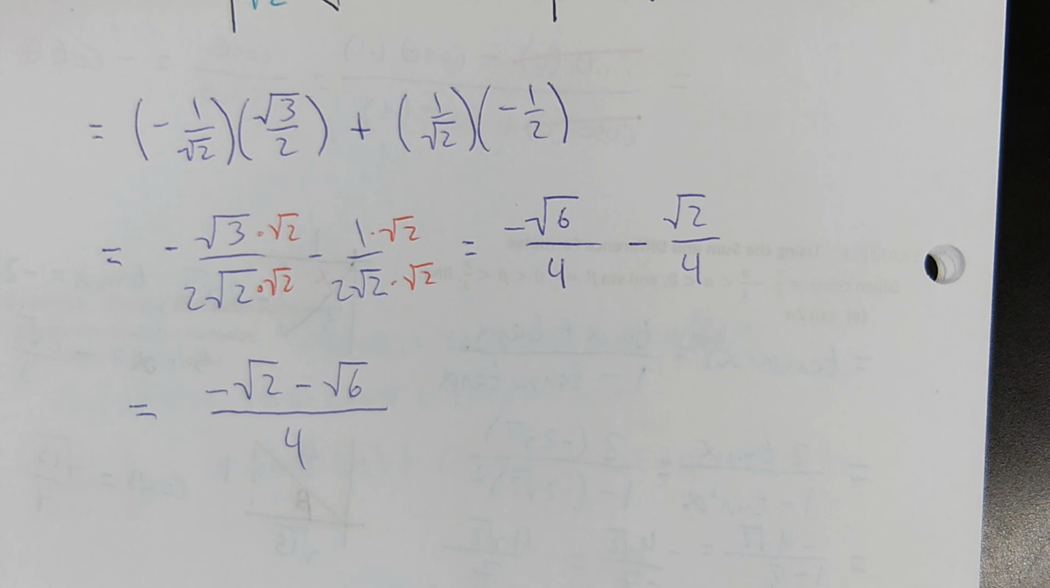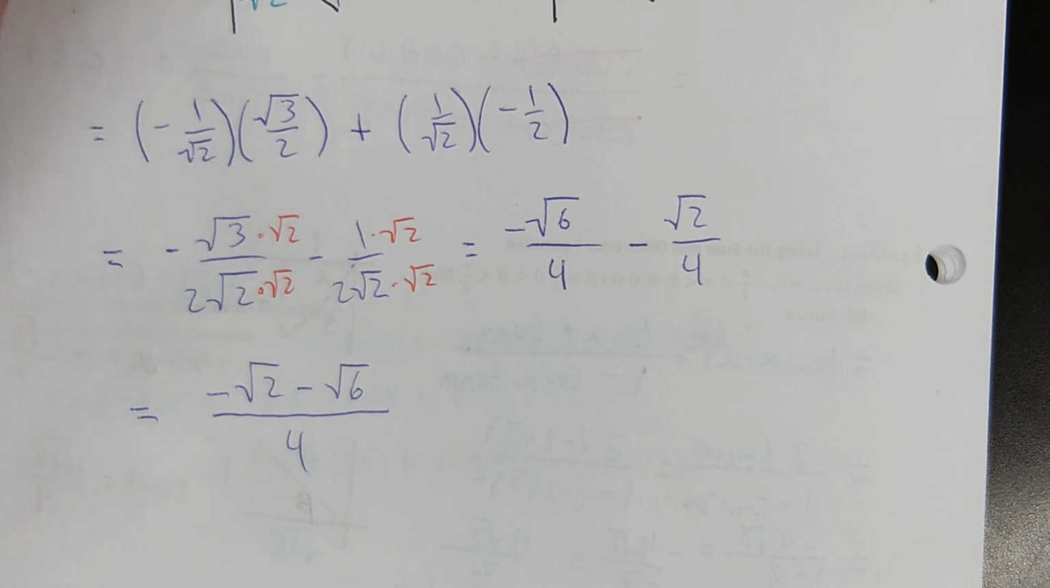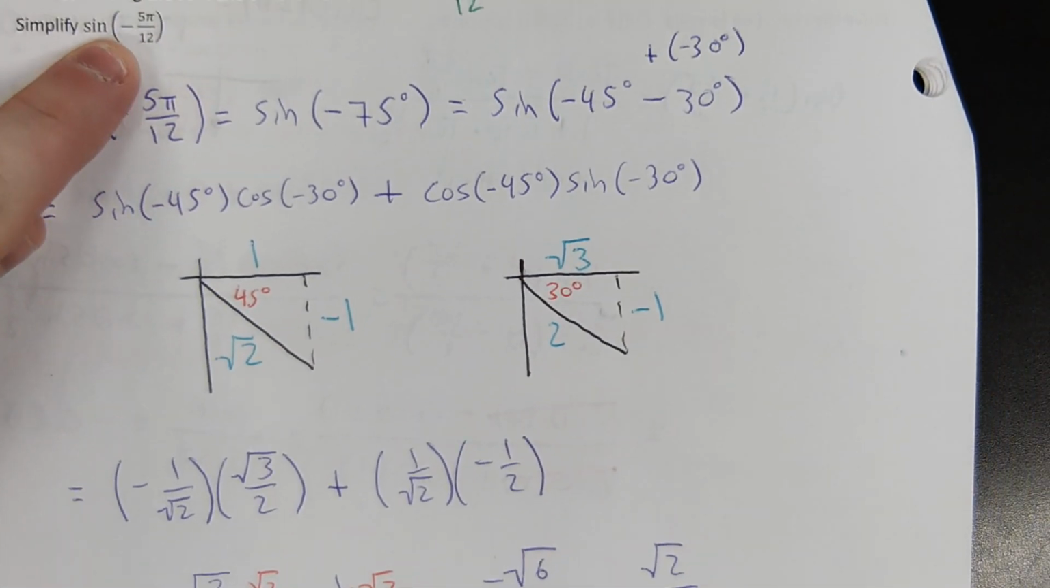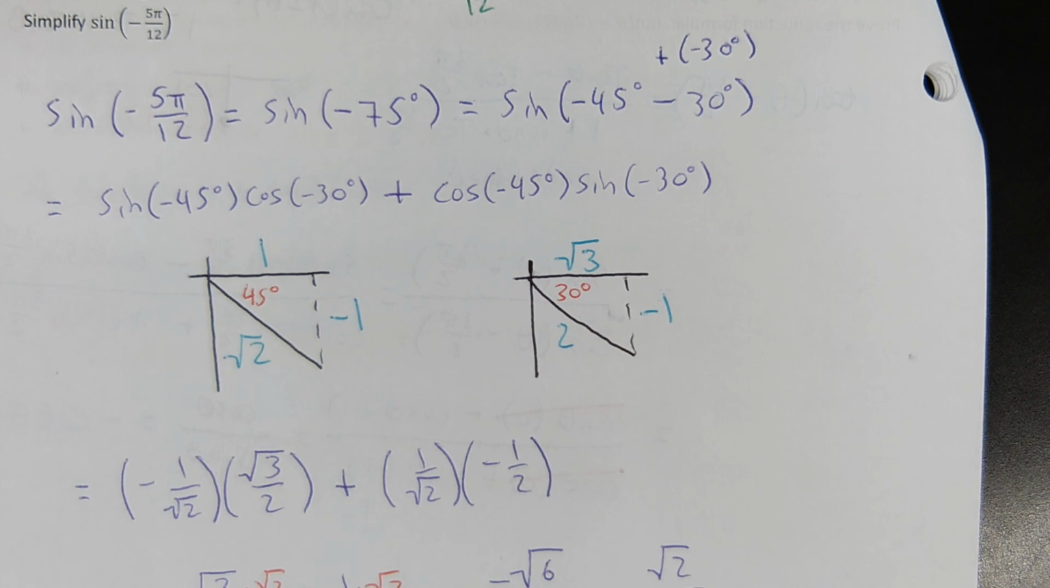Remember, sine and cosine of complementary angles are equal to each other? The only reason why these weren't specifically equal is because this said negative. But if it said positive 5 pi over 12, we would have gotten the exact same answer that we got in the very first example. Because sine and cosine of complementary angles are equal. Neat, huh?